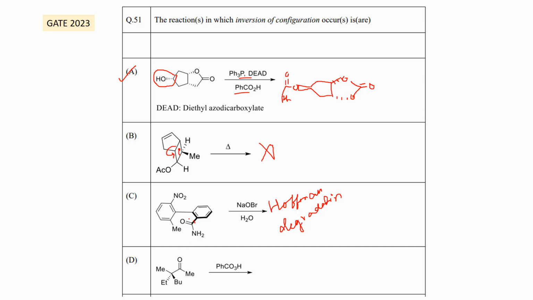In that case, just this carbonyl group will be removed and the amine formed. So there is no such concept of inversion. Just this amide's carbonyl group will be removed, and as a product we will get this amine.